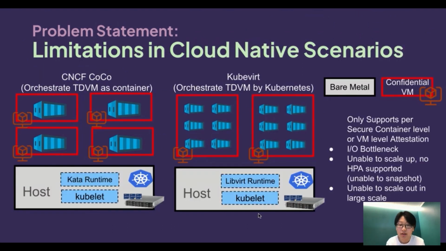Then there's, however, the current TEE support, they have some limitations. For example, they only support secure container level or VM level attestation, and this will introduce an IO bottleneck, which does not enable and support our container workload scale up. And also we are unable to scale out at a larger scale for faster performance.